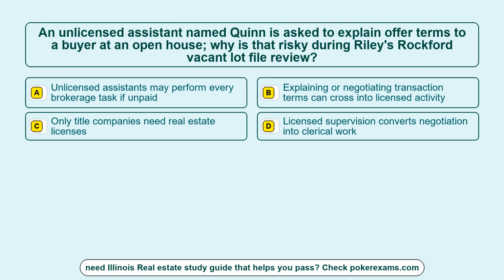Question 10. An unlicensed assistant named Quinn is asked to explain offer terms to a buyer at an open house. Why is that risky during Riley's Rockford vacant lot file review? Option A. Unlicensed assistants may perform every brokerage task if unpaid. Option B. Explaining or negotiating transaction terms can cross into licensed activity. Option C. Only title companies need real estate licenses. Option D. Licensed supervision converts negotiation into clerical work.